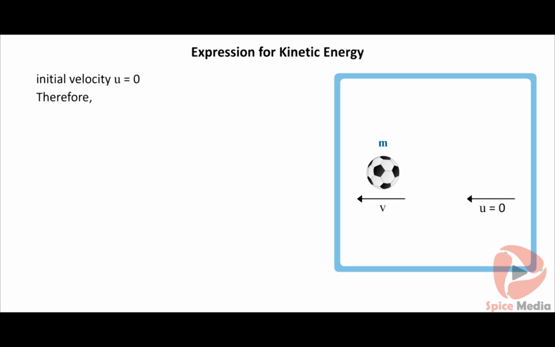Initially, the object is at rest. Then, initial velocity u will be 0. Therefore, work done W is equal to half m into v square. Since the object is in motion, the work done becomes kinetic energy. Therefore, kinetic energy KE is equal to half m into v square.